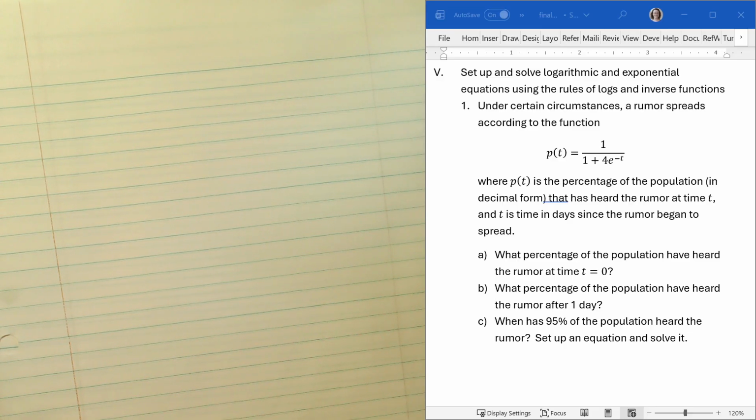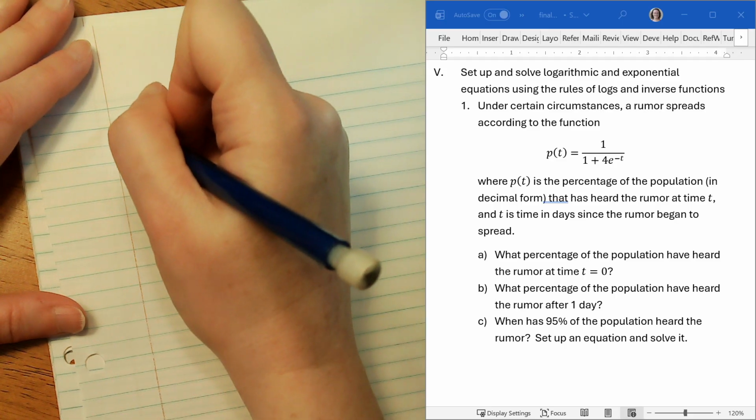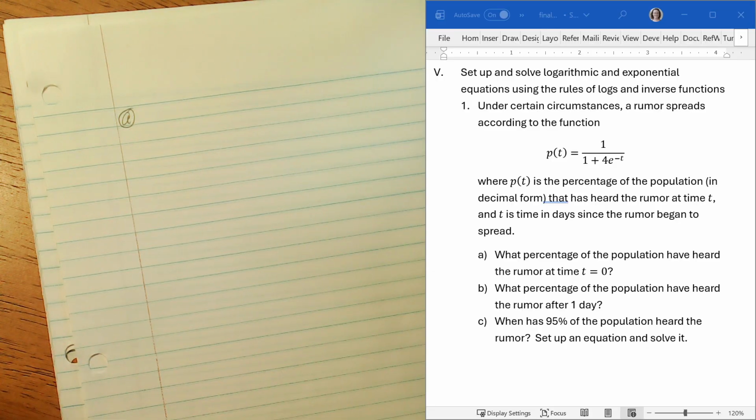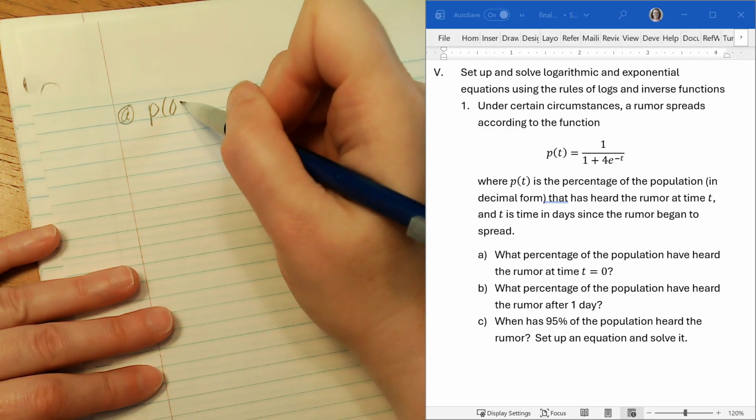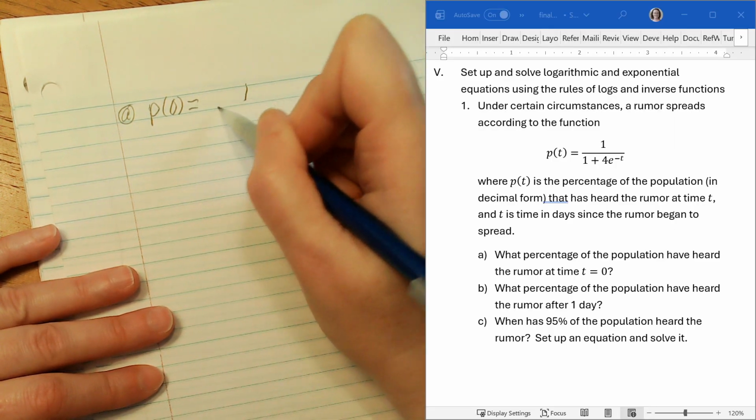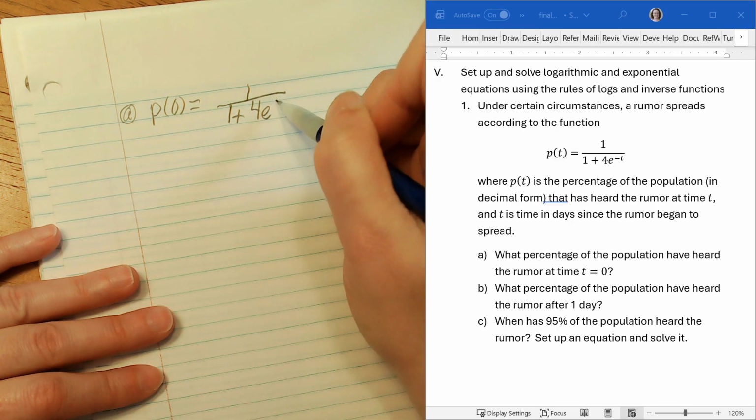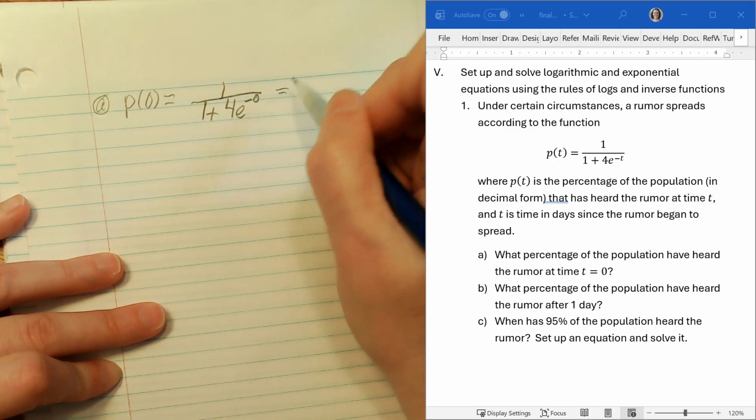So for part A and part B, we're just going to plug a couple of values into the p function to get a feel for how it works. And then for part C, we're going to do the actual solving. So for part A here, I am just plugging 0 into the function for t. So p of 0 equals 1 over 1 plus 4 e to the negative 0. And then negative 0, of course, is just 0.